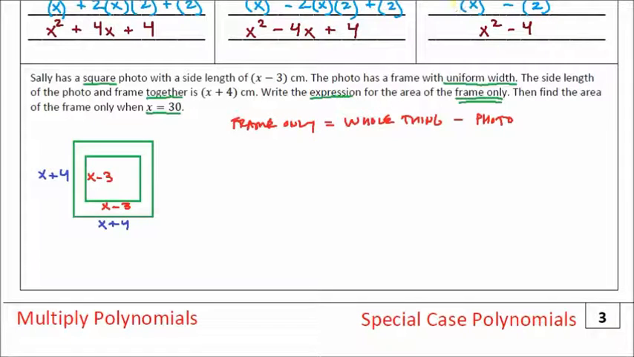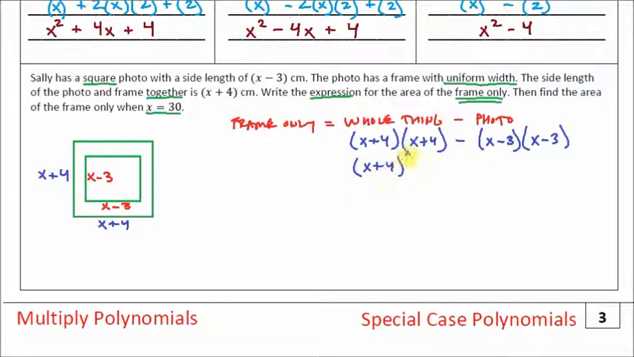So let's go ahead and write out our expressions for these. Well, the whole thing is the outside dimensions, x plus 4 times x plus 4. And the photo only is, here's our length, here's our width. That's just going to be x minus 3 times x minus 3. Now we can rewrite this to be x plus 4 squared. That's just a binomial multiplied by itself. And this is just x minus 3 squared.